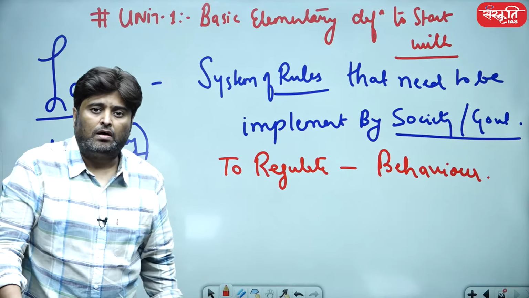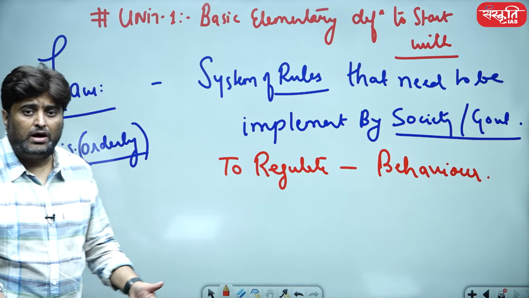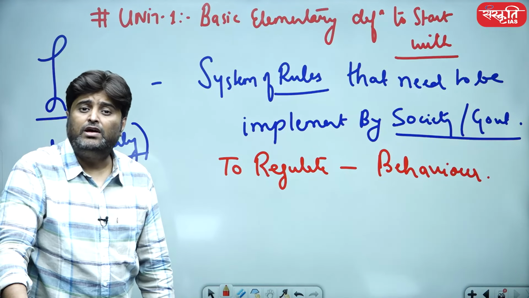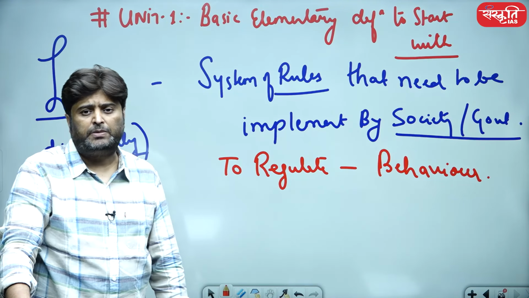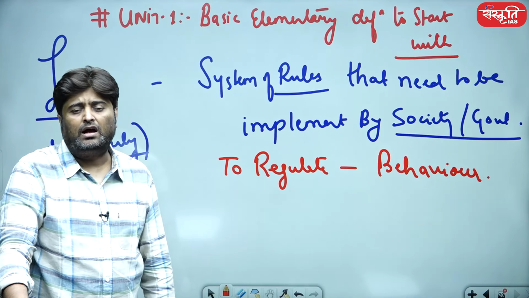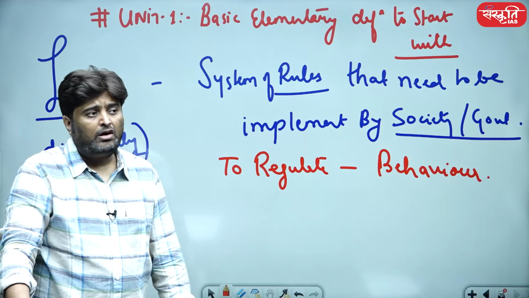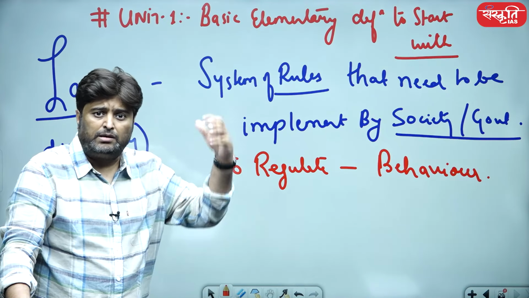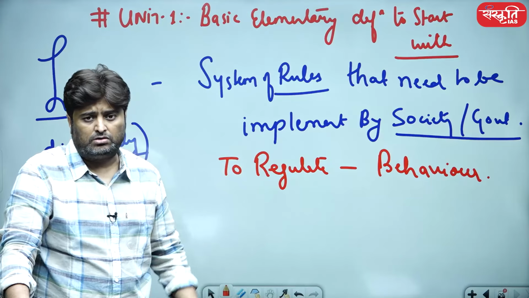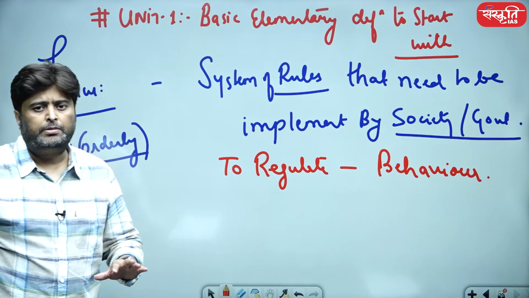So why do we need a law? We need a law to regulate. We need a law to regulate our behavior. Because if we are not going to have a law, we are going to have unscrupulous behavior. If there is no law at all, then our behavior will be just like it was 50,000 years ago or 5,000 years ago. That might is right, whoever has power will be right. No, it should not be in this manner.